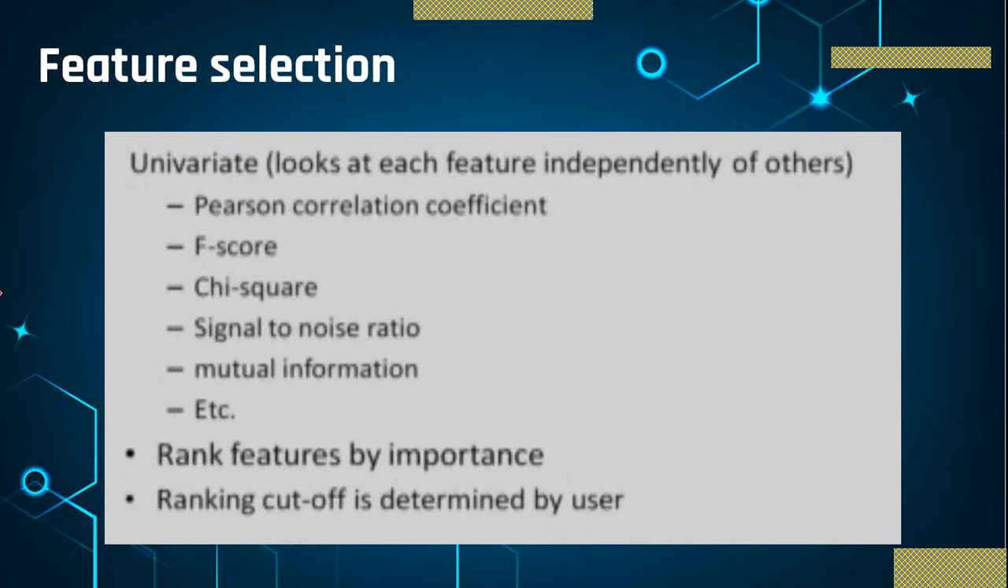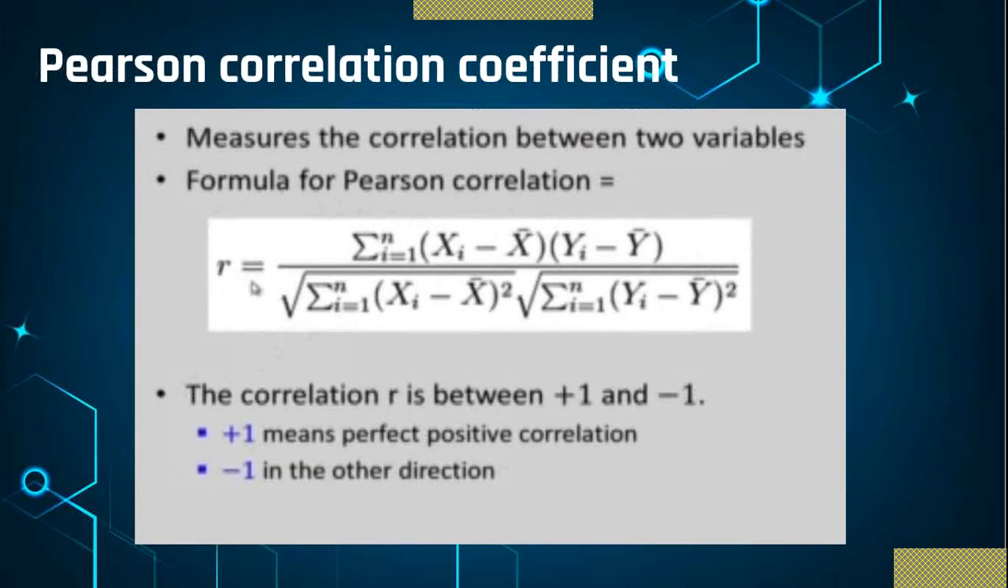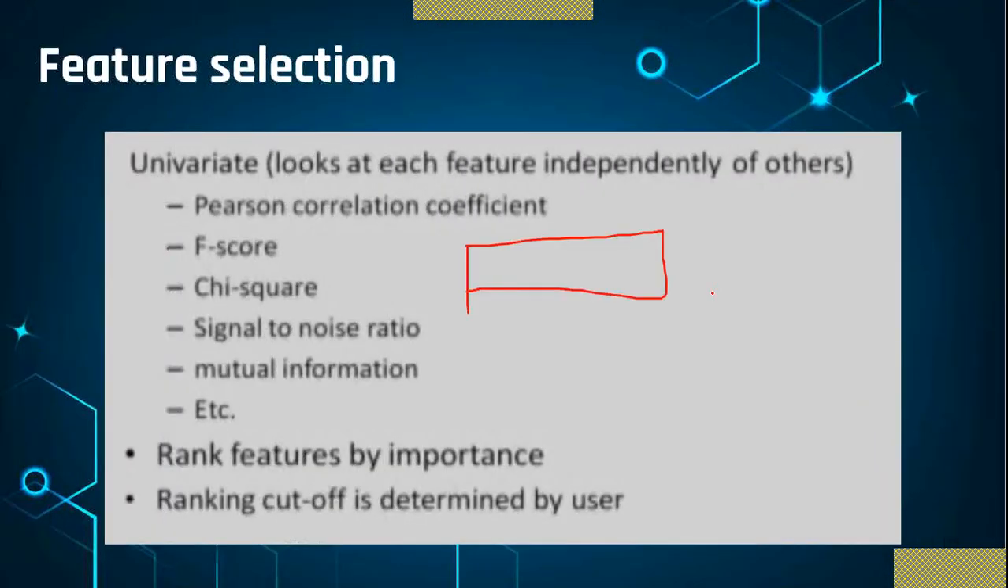Now, how can we use the different feature selection methods? There are a few methods we can use, for example Pearson correlation coefficient, F-score, chi-square, signal to noise ratio, mutual information, etc. These are univariate, that is, they look at each feature independently of the others. So in that case we use these methods to select the features. Using these methods, we can find the best features from your data set.